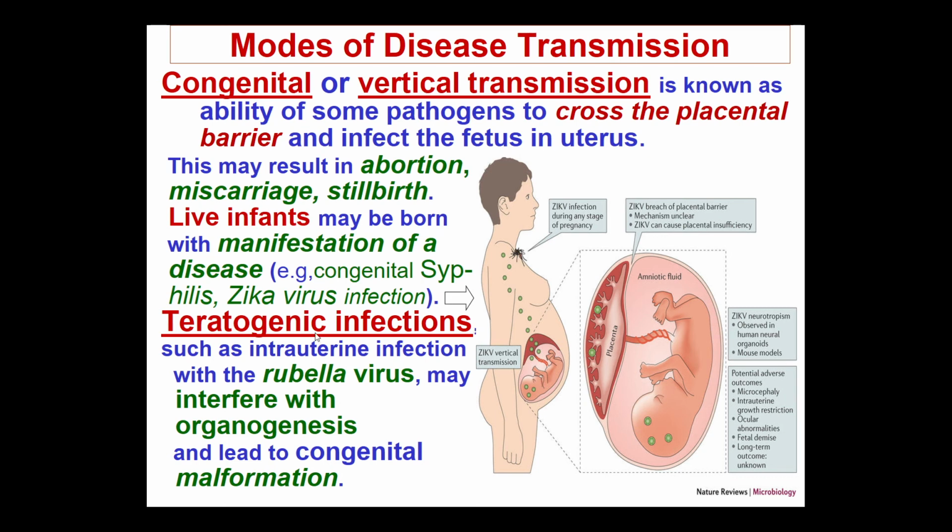Teratogenic effects, such as intrauterine infection with the rubella virus, may interfere with organogenesis and lead to congenital malformation. Congenital malformation, this is a abnormal development of the organs of the fetus, first of all including brain.